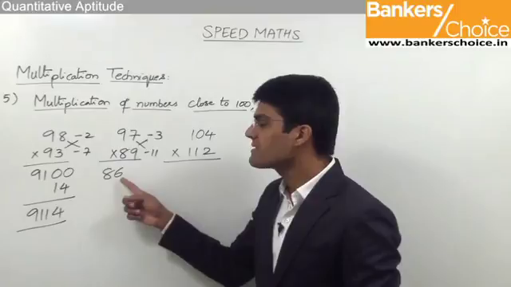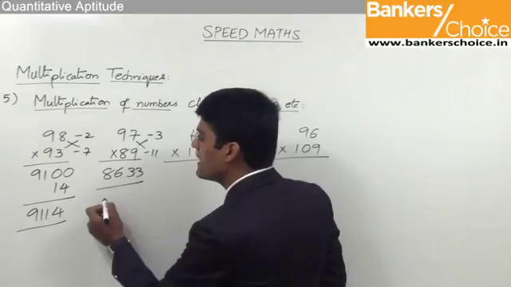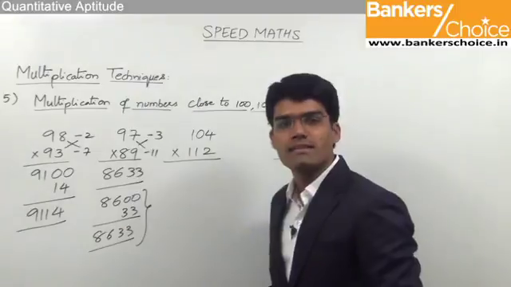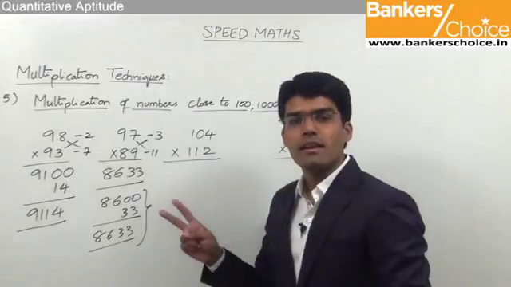Otherwise, if you want to do it in a detailed way, we say 8600 plus 33. That is again 8633. So if we can observe here, the last step can be simplified by directly writing down the answer in 2 steps. Let us now take one more example.